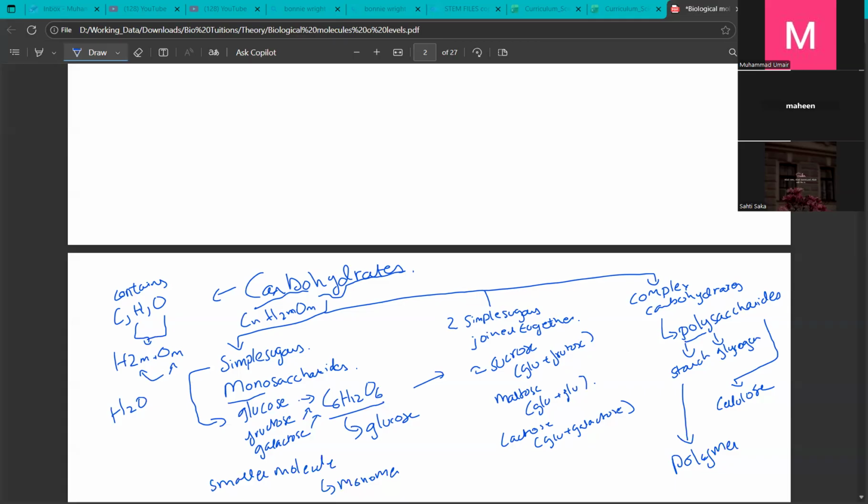Mono means one, poly means many. So one glucose molecule is a monomer. Many glucose molecules. So we have monosaccharide, disaccharide, and polysaccharide. So where is disaccharide? Di is two sugars, two simple sugars joined together. It will be called a disaccharide.